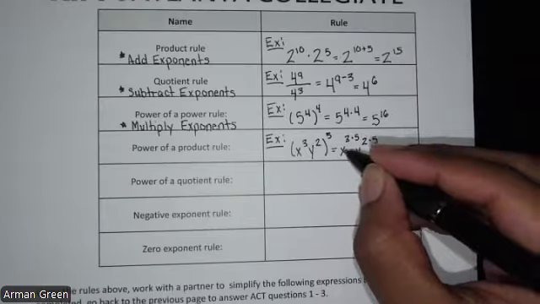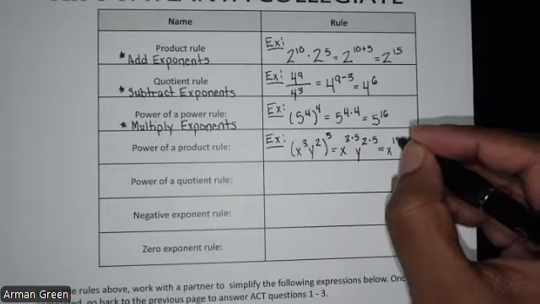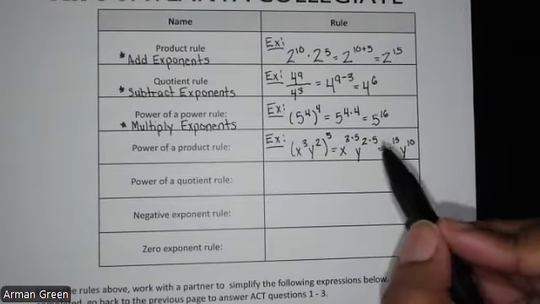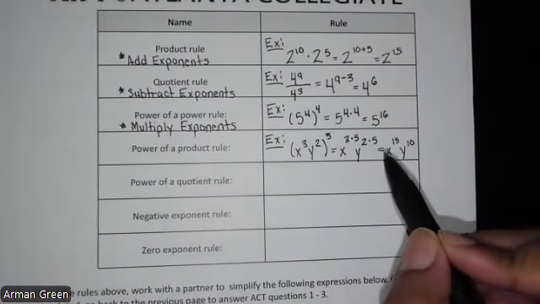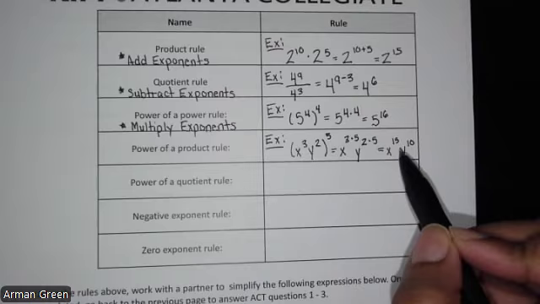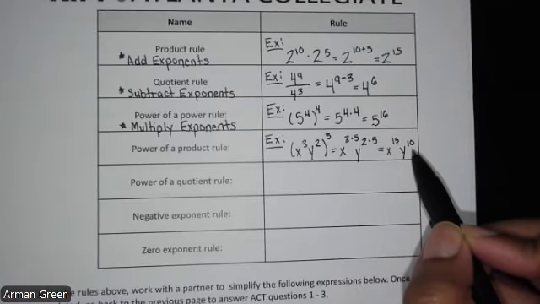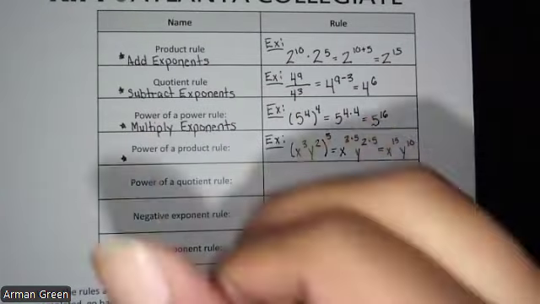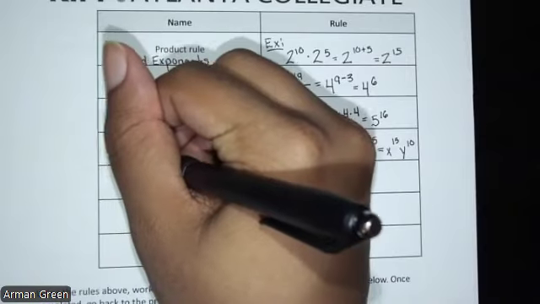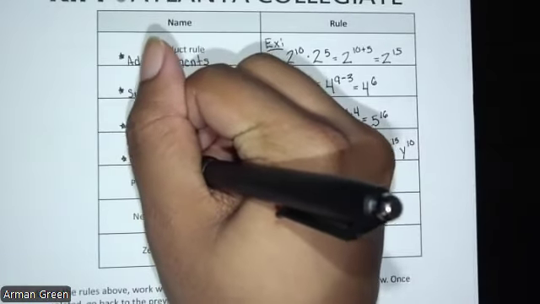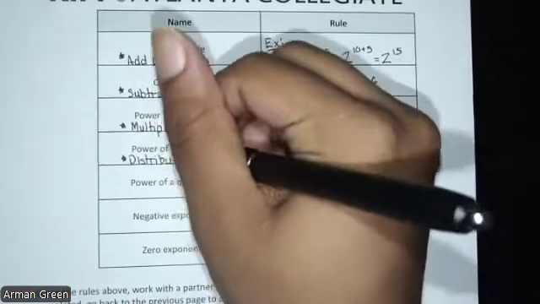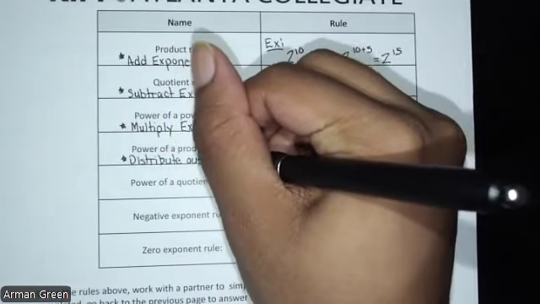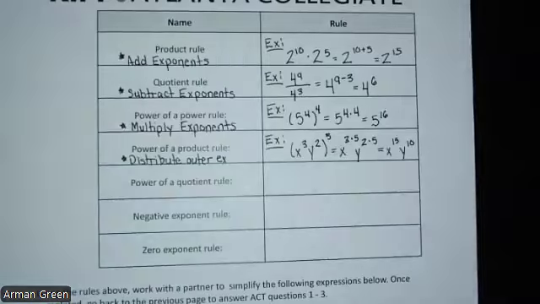So 3 times 5 is 15, and 2 times 5 is 10. So in this case, this simplifies to x to the power of 15 times y to the power of 10. So the key here is that we're really just distributing that outer exponent. That is going to be the same for the second rule here, where we have the power of a quotient rule.